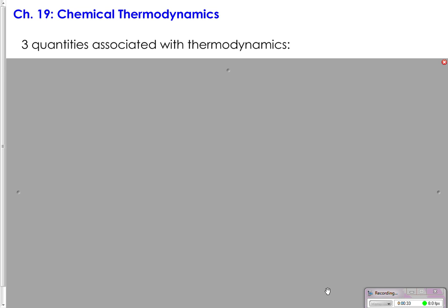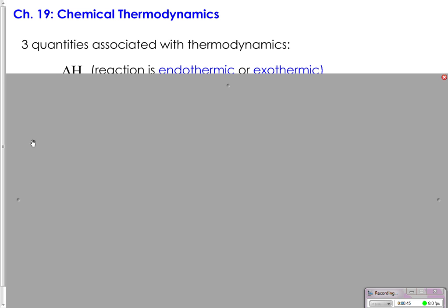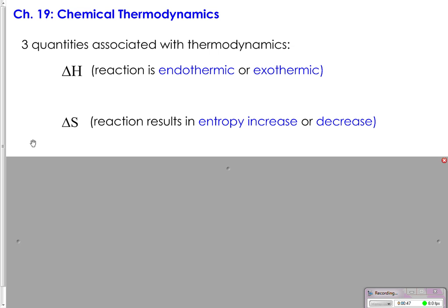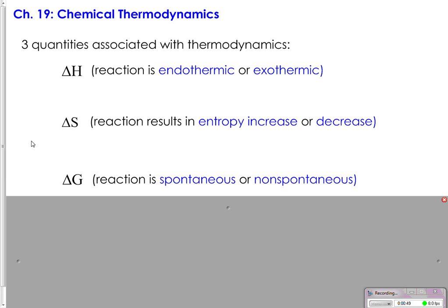Now, some of this you've heard of already, and some of this information will be new. When we talk about thermodynamics, we are talking about how heat is affecting a chemical reaction. And there are three quantities that we are going to associate with thermodynamics. The first is delta H, which you've already heard of. And we know that if delta H is negative, the reaction is exothermic. And if delta H is positive, the reaction is endothermic.